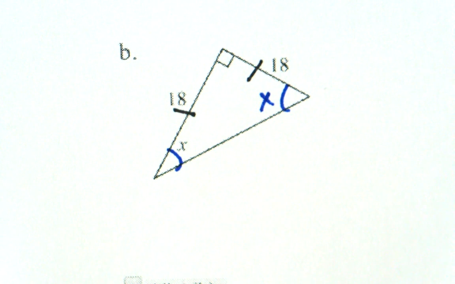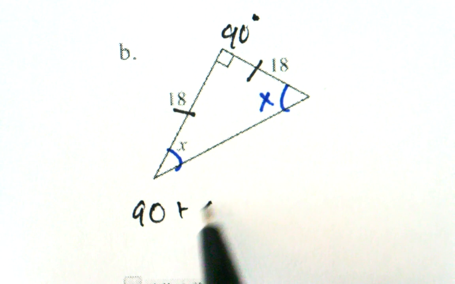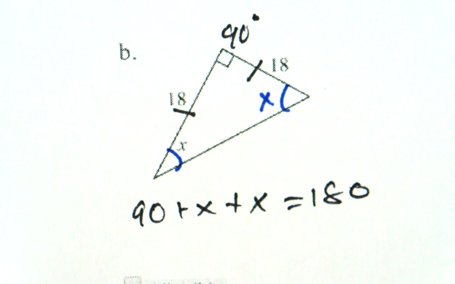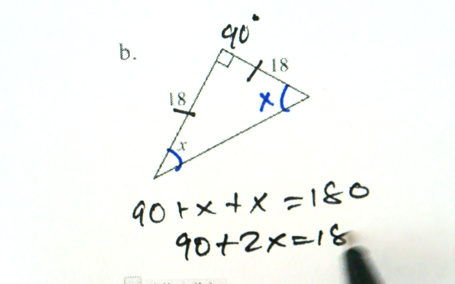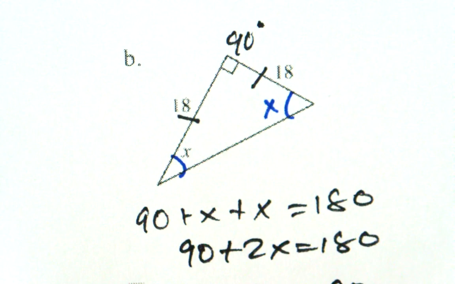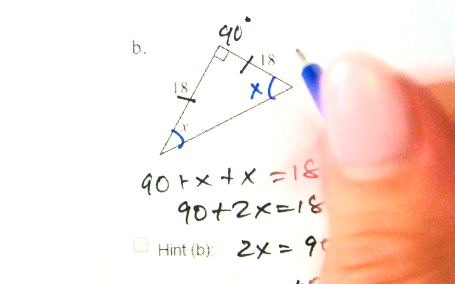You can set up, that's 90, right? So we have 90 plus 2x equals 180. Subtract 90 from both sides, you get 2x equals 90. Divide by 2 on both sides, you get 45. So x has to be equal to 45 here.